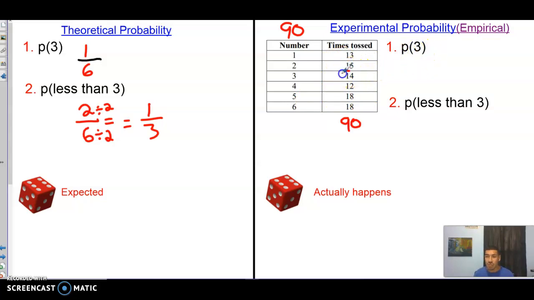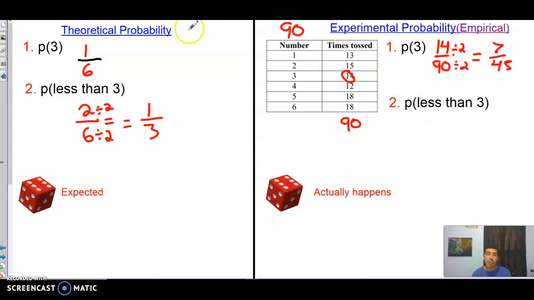So this is what you do. Here's a 3. 14. So guess what? 14 goes on the top, and then 90 goes on the bottom. Once again, this is the experimental probability. What I am looking for is information from the table to answer this question, okay? So if I reduce this, I can divide the top by 2 and the bottom by 2. That'll reduce to 7/45, okay?